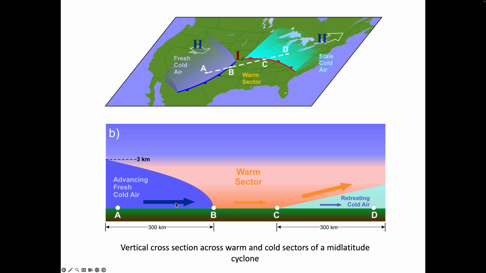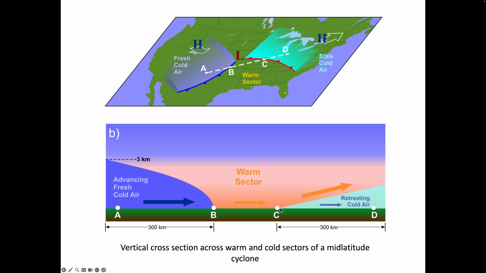So if we take a look at the fresh cold air, we see that the cold air is advancing. This deep blue arrow is actually pushing this boundary along. As we move into the warm sector between points B and C, up here and down here, what we see is that the warm air is now moving toward this retreating cold air at point C, where our warm frontal boundary is located at the surface.